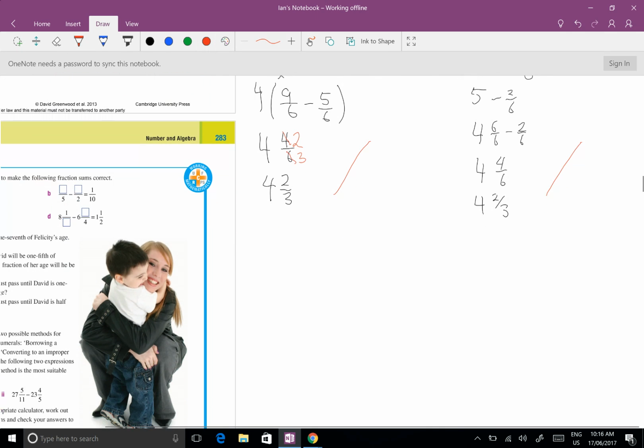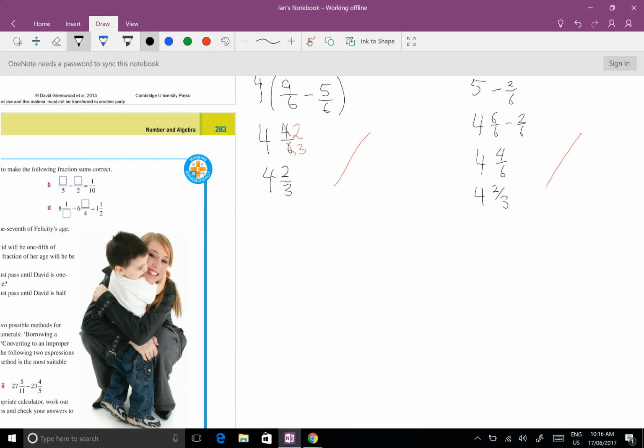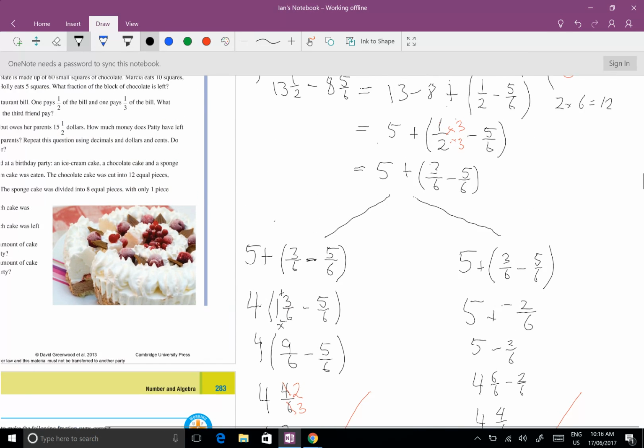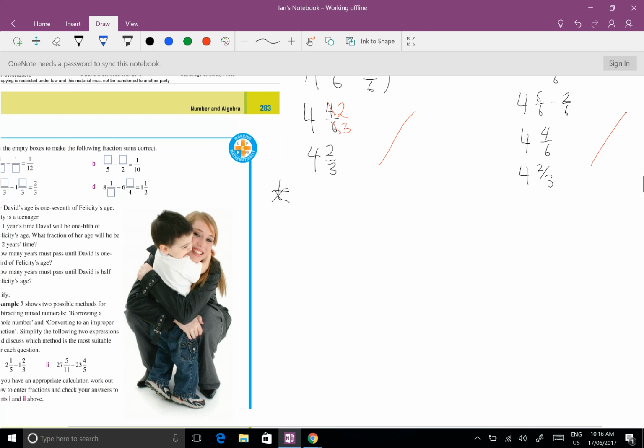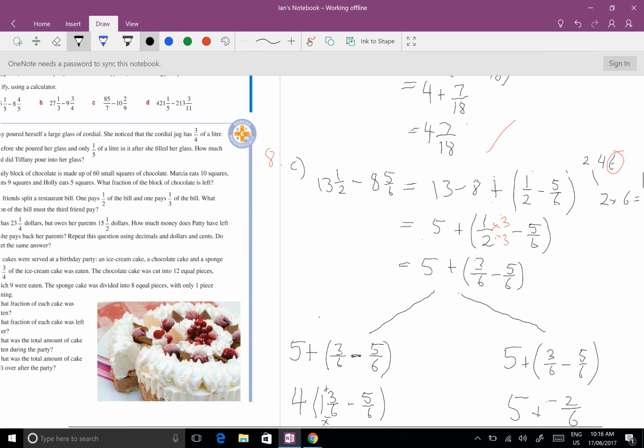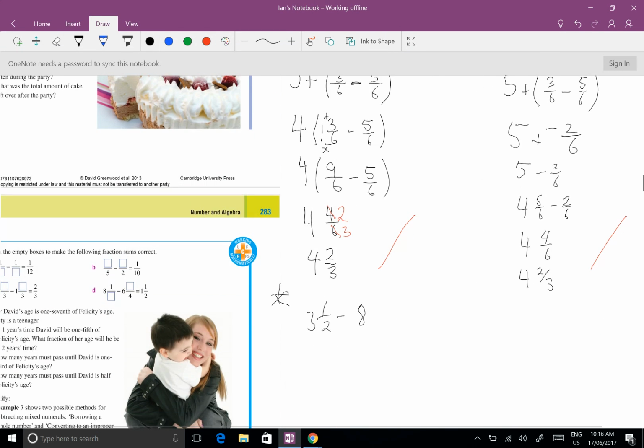Now, how would mum and dad have done it? Or there is an alternate way. So this is a third way for doing this subtraction. So 3.5 minus 8 and 5, 6. Let's see if we can get a third way. 3.5 minus, no, it's not, that's 13.5 minus 8 and 5, 6. 8 and 5, 6.